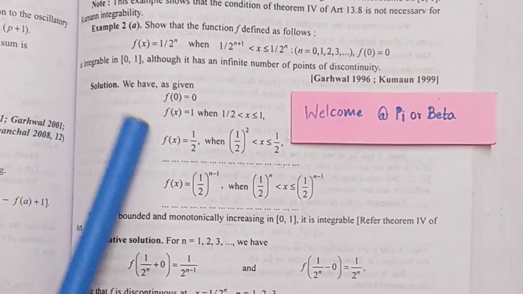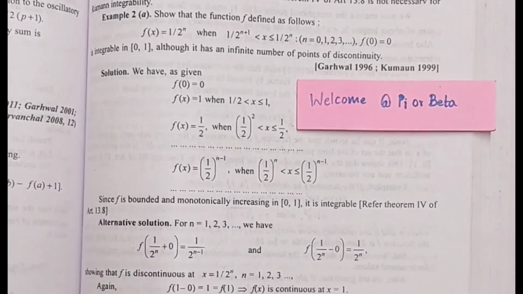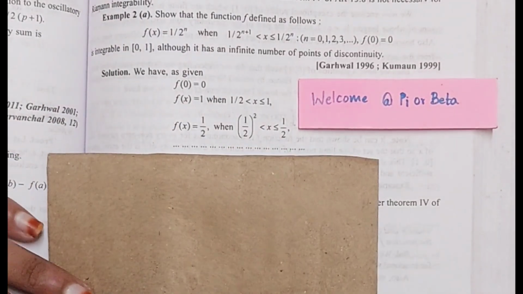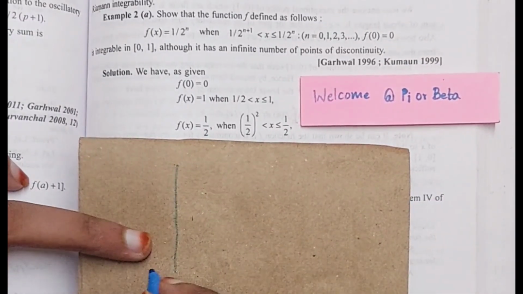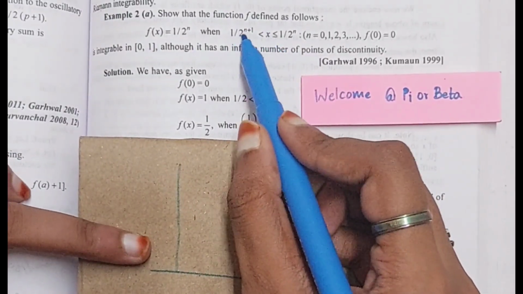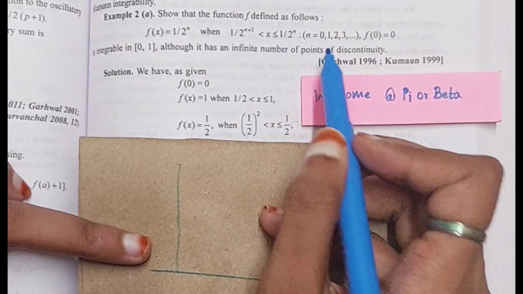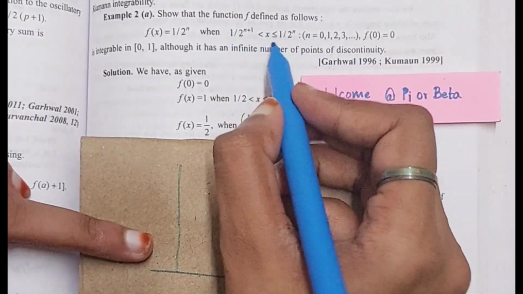Okay, here's the question: 1 by 2 the whole power n. Can we draw this diagram? I suggest you draw every problem if it is possible. I'm just going to draw along with you. Firstly you have to have the axes, and then they have defined x to lie between 1 by 2 the whole power n plus 1 and 1 by 2 the whole power n. So n takes the values 0, 1, 2, 3. So let us put n equal to 0. What happens when n is equal to 0?